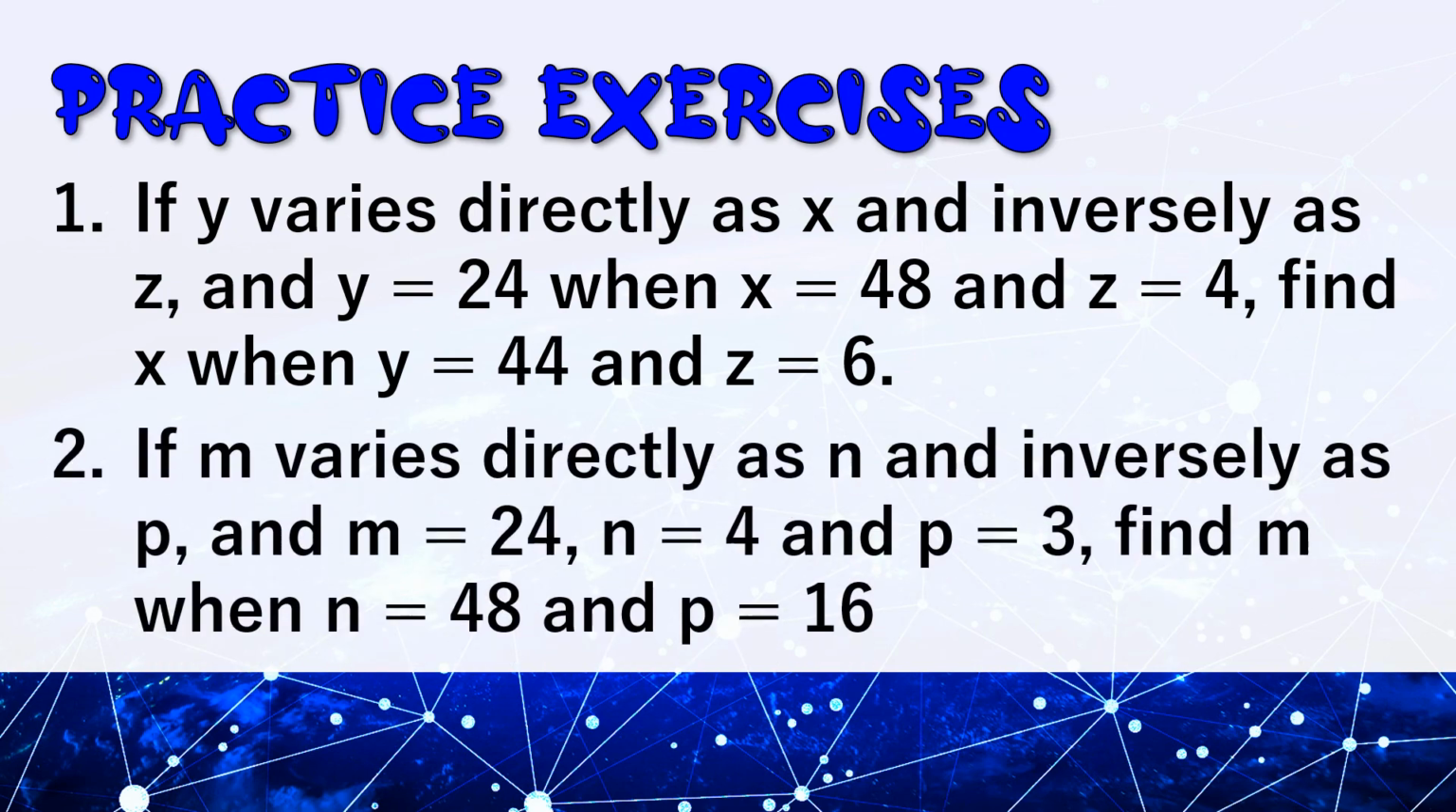Another, if M varies directly as N and inversely as P, and M equals 24 when N equals 4 and P equals 3, find M when N equals 48 and P equals 16. That would be all.